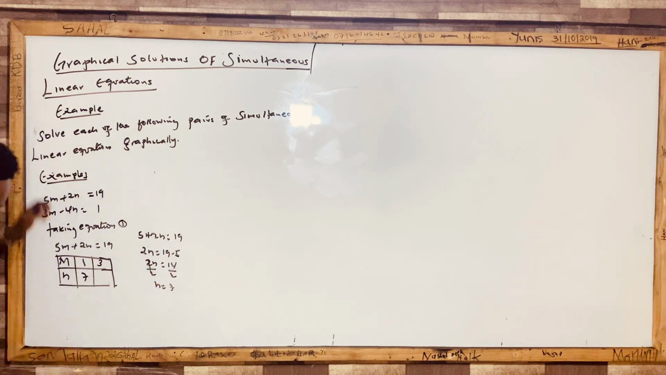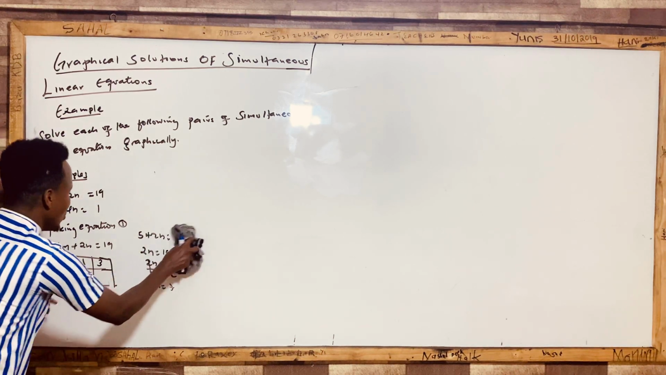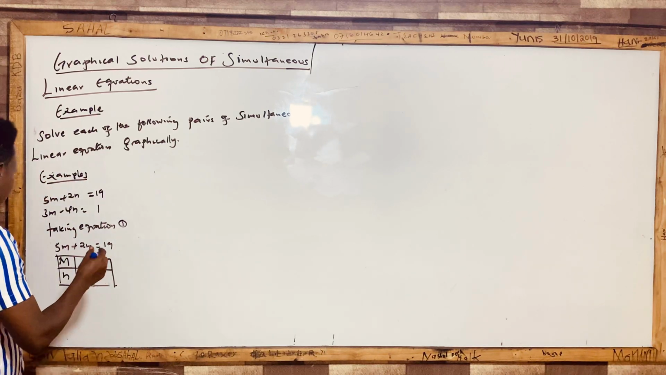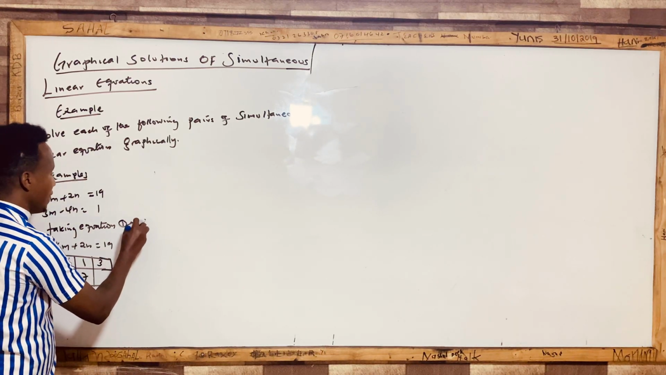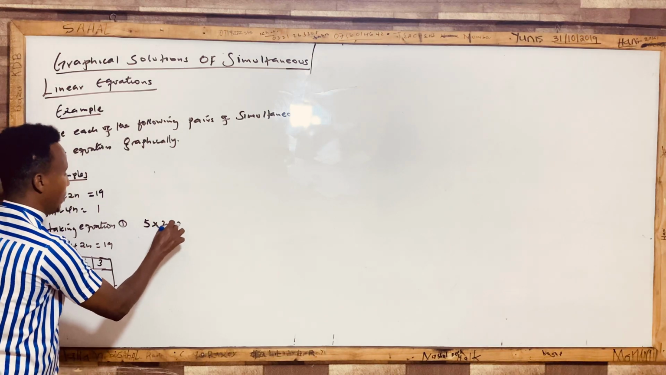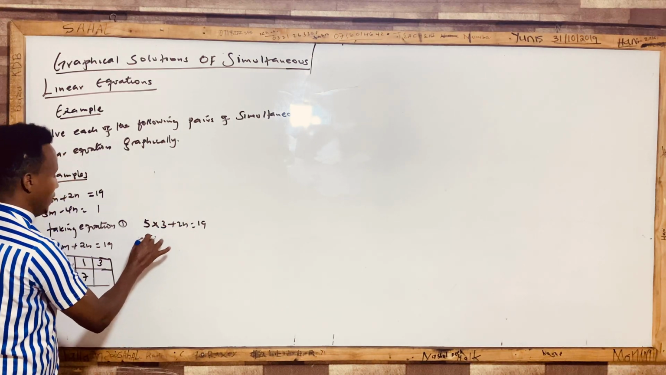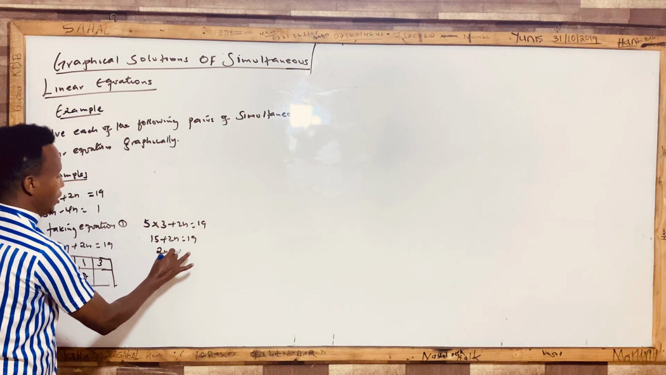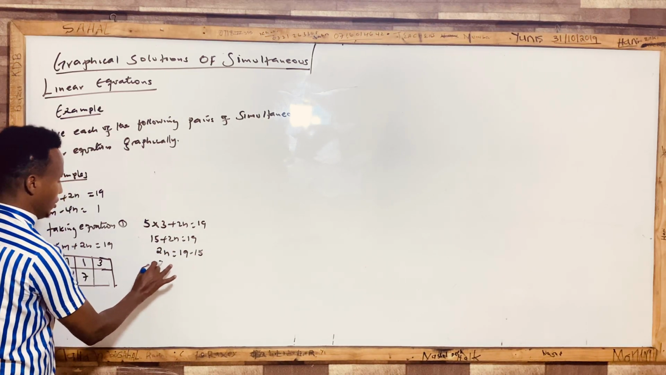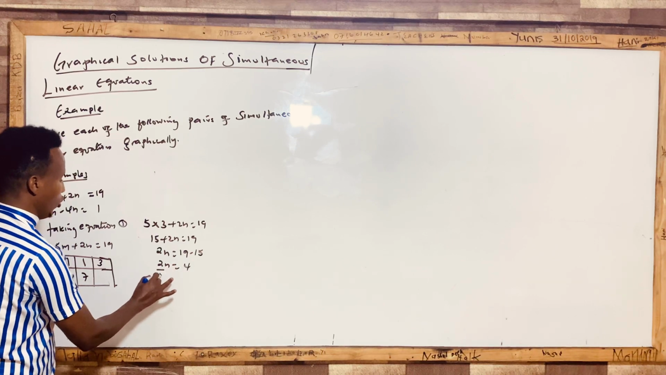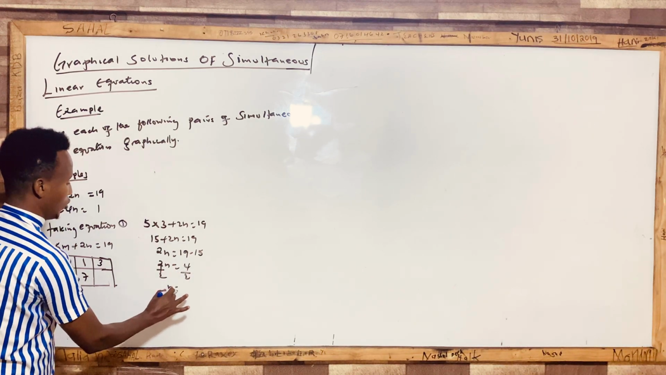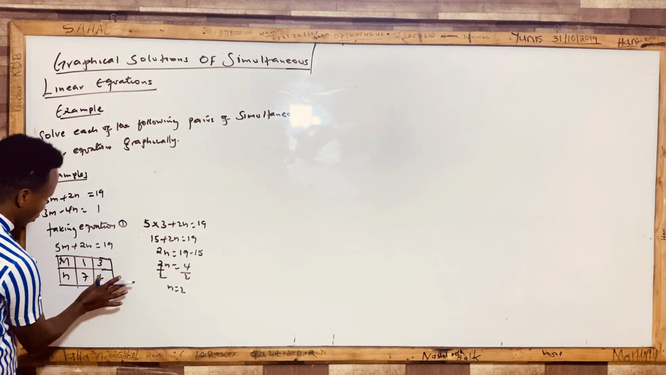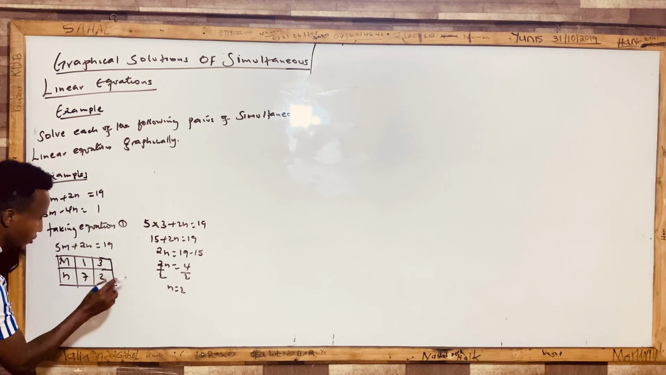Let's go and come here. Okay? This time m is 3. So I'll say 5 times 3 plus 2n is equal to 19. 15 plus 2n is equal to 19. Take this to the other side. 2n is equal to 19 minus 15. So 2n is equal to 4, over 2, over 2. n is equal to 2. Enough. 3 marks.